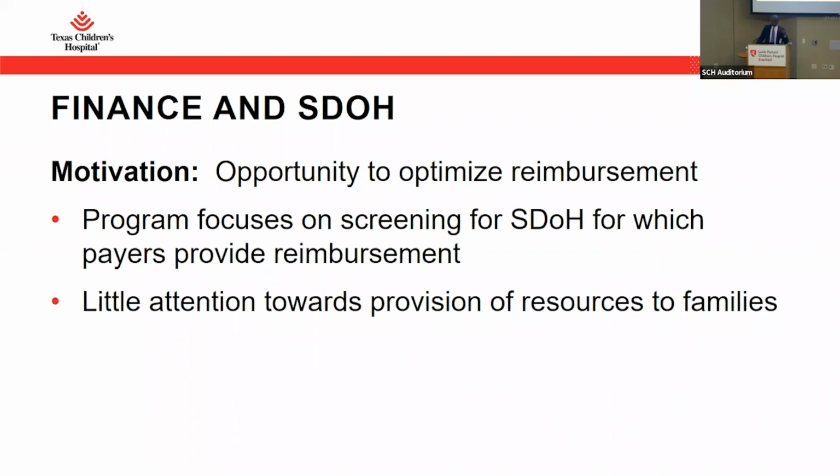So, as you think about putting together a social determinants of health screening program, from finance's standpoint, their motivation may be the opportunity to optimize reimbursement under value-based payments. And so their program may focus on screening for social determinants of health for which there's reimbursement. So if they say for housing insecurity, food insecurity, they're just going to say, let's do just those things and call it a day because there's reimbursement for it. And so their lens is very different. And based on what can be reimbursed for, they may not have a lot of attention to the other things, like the actual provision of resources to families.